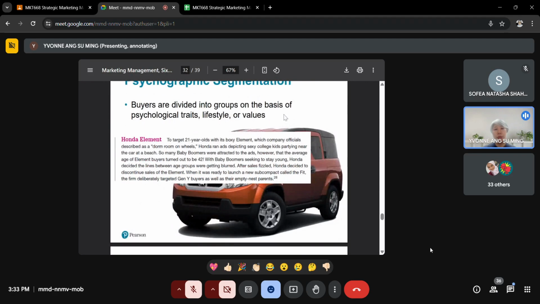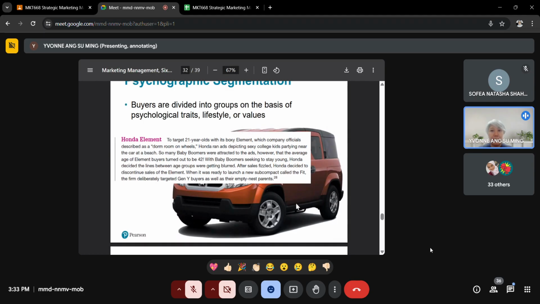So what we're trying to do is understand the consumer's personality, right? As we've learned earlier. So this example here is about Honda Element, which is this boxy car at the back. Okay. And in actual fact, when they designed the Honda Element, they thought that their target would be 21-year-olds. This car is for people like you, all right, in their 20s, okay?